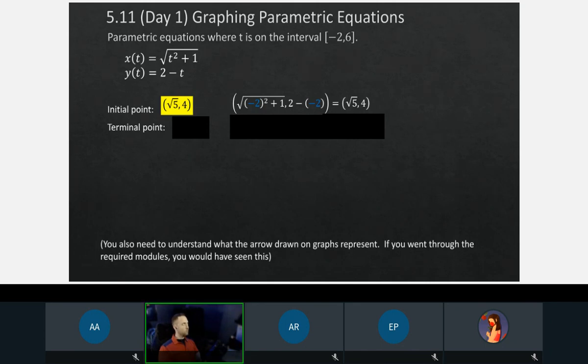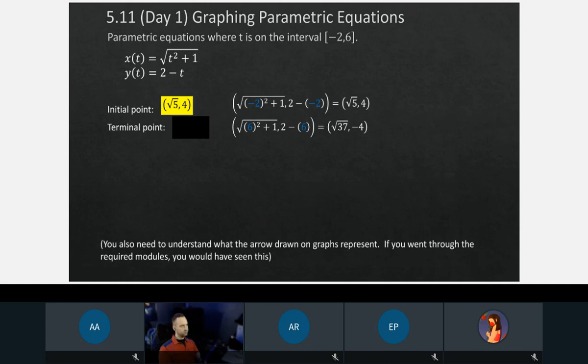And then for your terminal point, well, you just go to the end of the interval, which is at 6. You do the same thing. You're plugging in 6 into both equations to get both x and y. You get that.